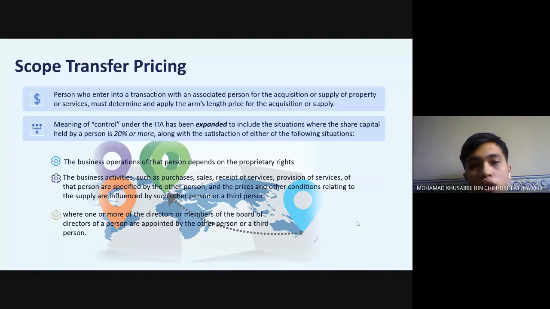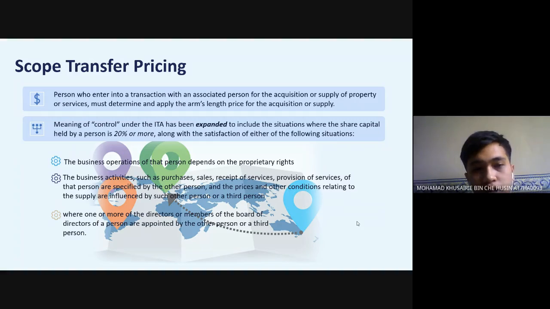However, under the Finance Act 2018, with effect from 1 January 2019, the meaning of control under the ITA has been expanded to include the situation where the share capital held by a person is 20% or more, along with satisfaction of either of the following situations. The first one is where the business operation of that person depends on property rights, like patents, know-how, technology, trademarks or copyright, provided by the other person or a third person.